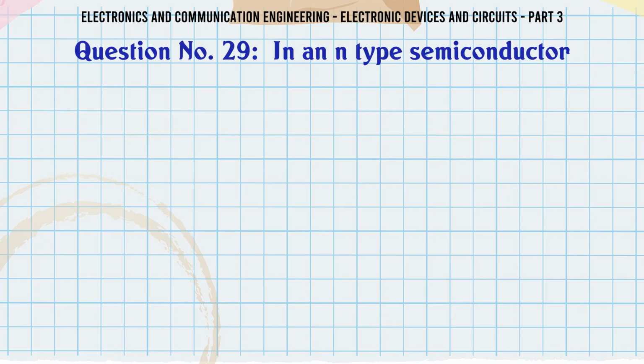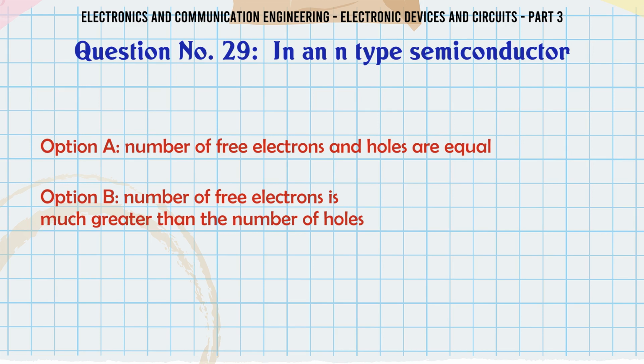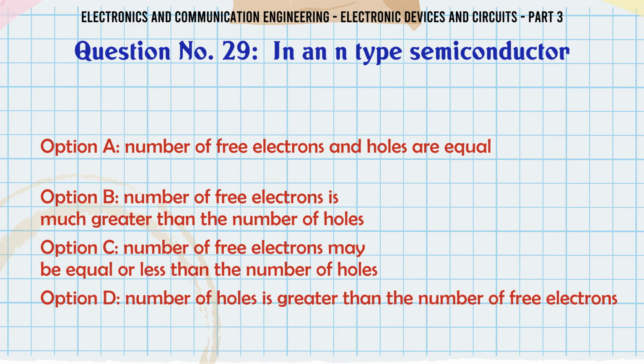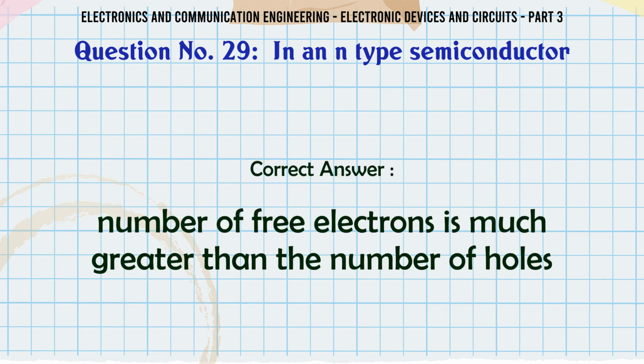In an N-type semiconductor: A, number of free electrons and holes are equal; B, number of free electrons is much greater than the number of holes; C, number of free electrons may be equal or less than the number of holes; D, number of holes is greater than the number of free electrons. The correct answer is number of free electrons is much greater than the number of holes.